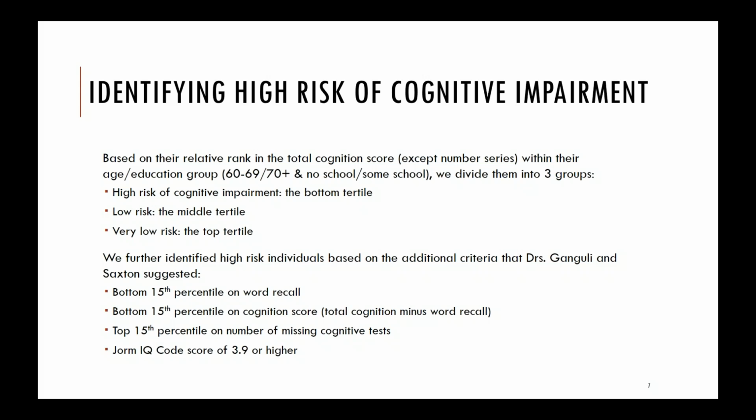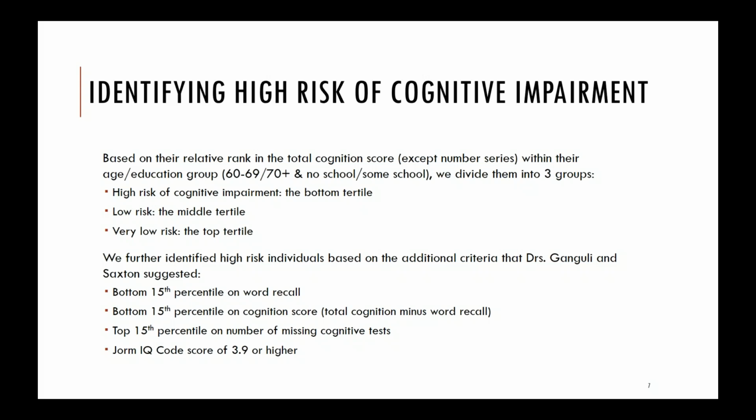and also illiteracy is quite high in the country. So what we have done is we grouped based upon age and education and identified their relative cognitive performance. And then, as I noted earlier, we looked at the memory domain and identified the bottom 15th percentile, and another bottom 15th percentile based upon the cognition score.